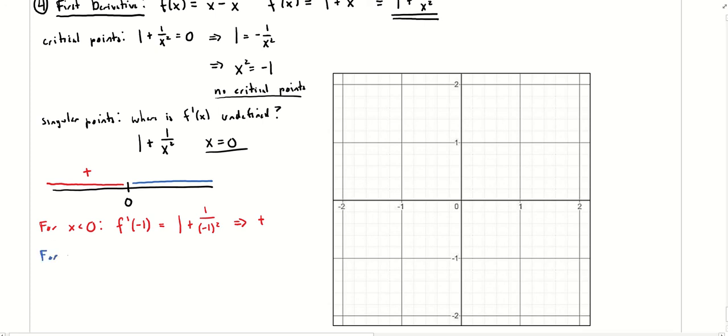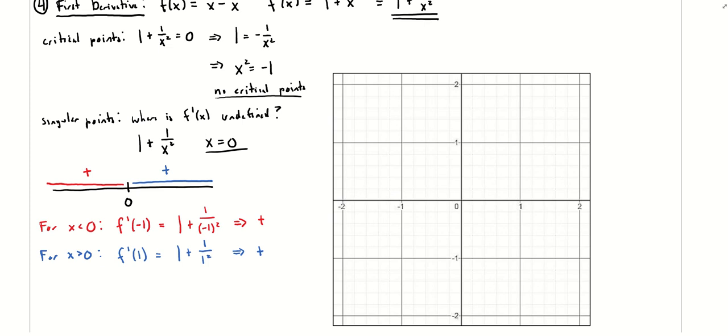Let's look at the interval x greater than 0, the blue one that I've written here. Nice easy number on that interval to plug into my first derivative is just plain old 1. So that's going to give me 1 plus 1 over 1 squared. That's also going to be positive. So actually what we've done here is we've used our information about our critical points, which there were none, and our singular points, which was just this x equals 0. And we found, by using the first derivative test, that this function is actually increasing everywhere.